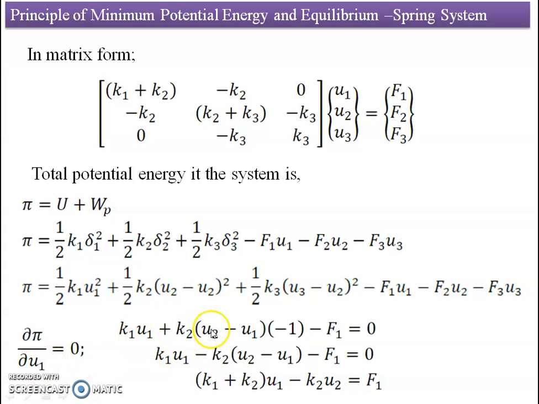So we will get K1 U1 plus K2 (U2 minus U1) in bracket times minus 1. Here the 2 will come downward, and 1/2 of 2 cancels. Similarly for the second term, the square derivative gives 2, and 2 by 2 cancels. K2 into (U2 minus U1) remains in the bracket, multiplied by minus 1 because I am considering the derivative with reference to U1. Here by mistake I put 2, it should be 1. So it will be minus 1, minus F1, equals 0. If I rearrange this equation, I get K1 plus K2 into U1 minus K2 into U2 equals F1.